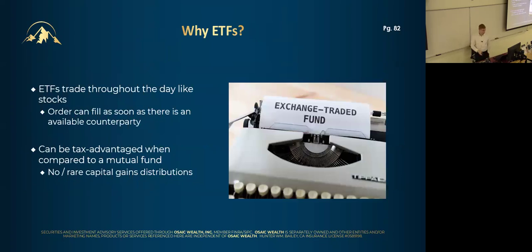Why might you like ETFs? ETFs trade throughout the day like stocks, which is nice if you like to move in and out throughout the day.